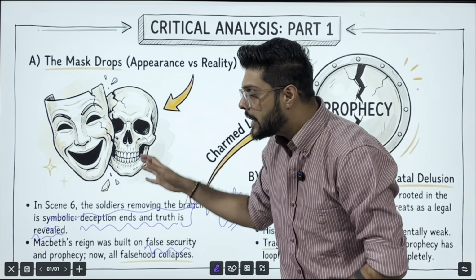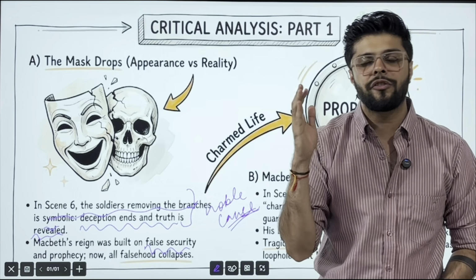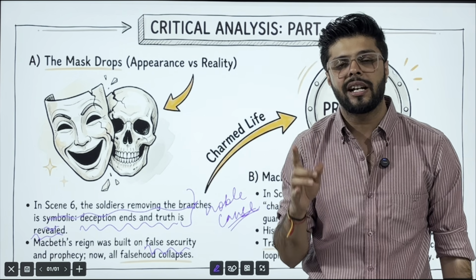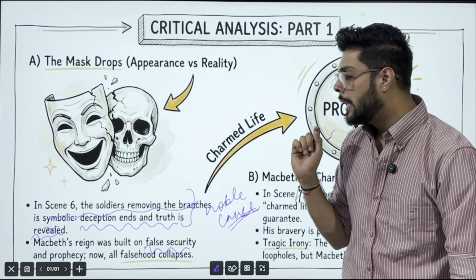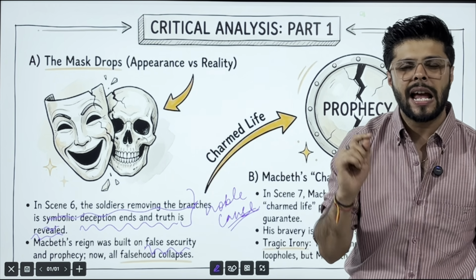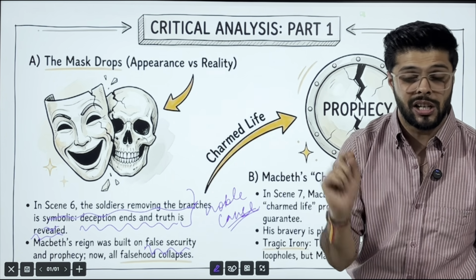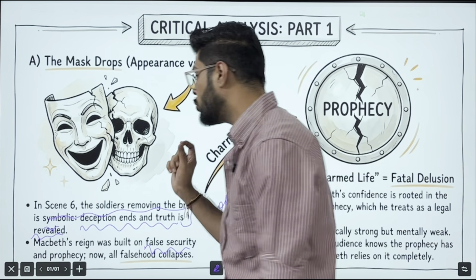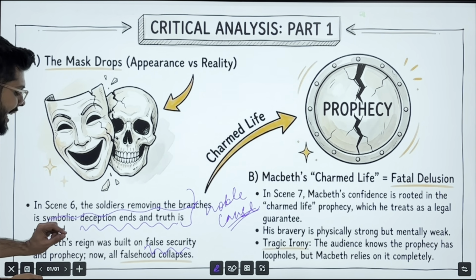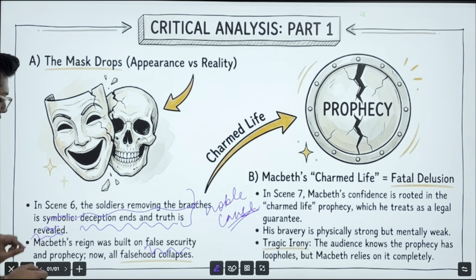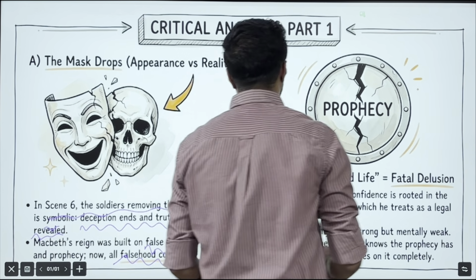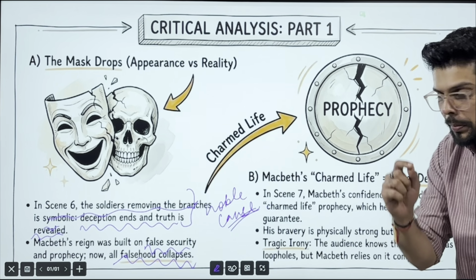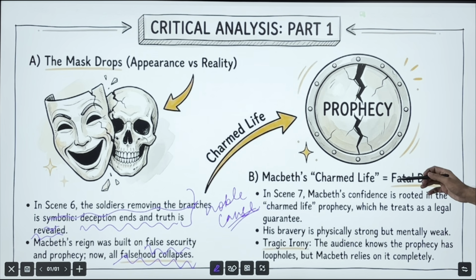However, Malcolm's usage of deception, appearance versus reality, was for a noble cause, while Macbeth's was for his own vaulting and personal desirous ambition. That is a slight contrast which you need to bear in mind. So Macbeth's rule was built on false security and prophecy, and now the falsehood collapses, while that of Malcolm's deception was for a noble cause. And then Macbeth still continues to believe that he bears a charmed life.